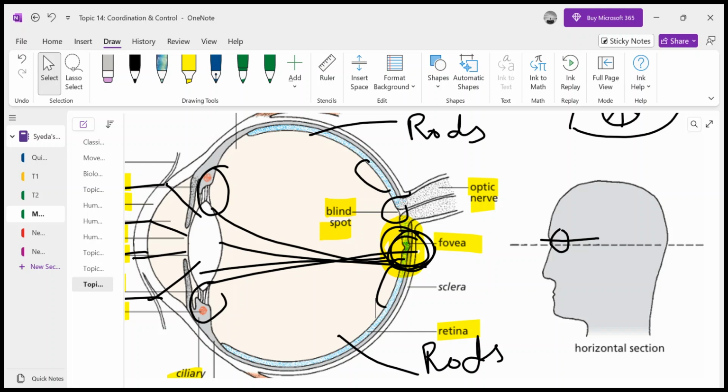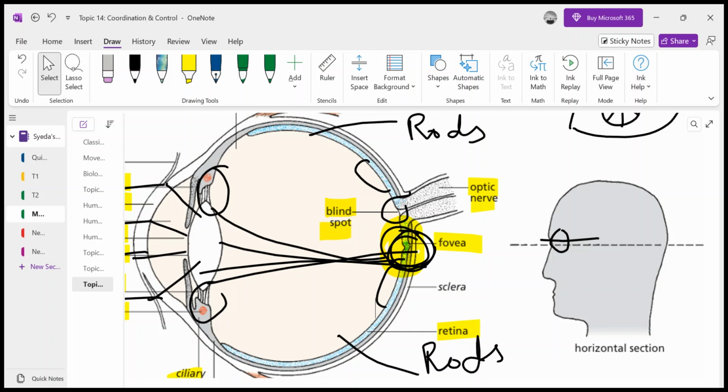Since your cones are not able to sense light at that time, you are not able to see the detailed image, because cones only detect light when it is bright, and they give you a detailed image. The rods are something that Allah Ta'ala has given you not to see with detail, but just to see when there is very dim light.